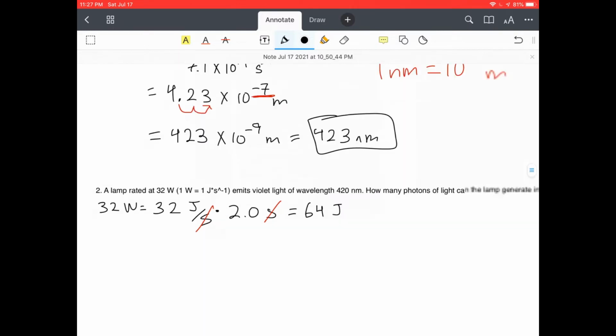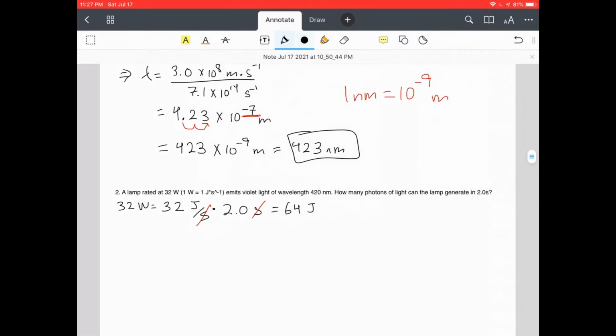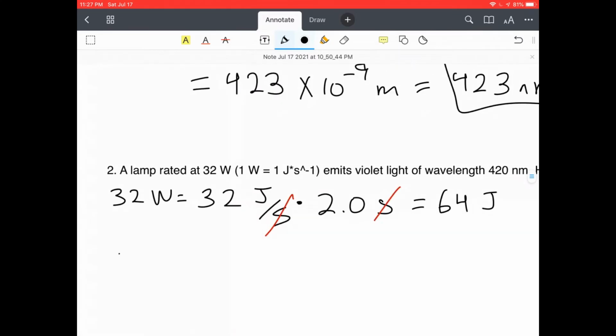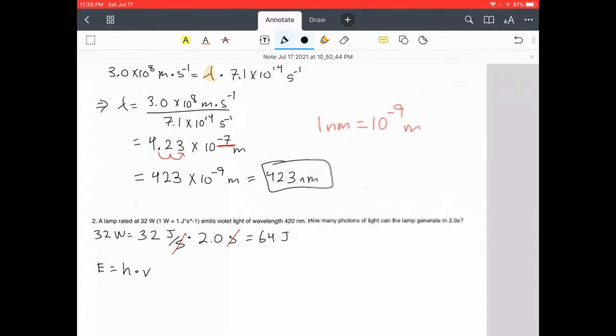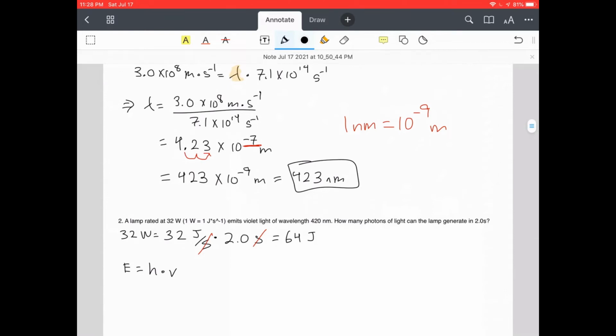Alright, so now I need to figure out how much energy one photon of this light source produces. So if you remember, the equation for the energy of one photon is equal to Planck's constant times the frequency of that light. And we have something that's pretty close to the frequency of the light. It's the wavelength of the light.